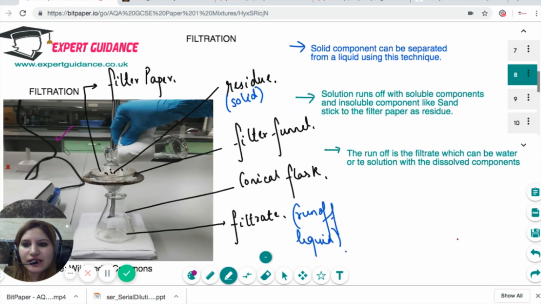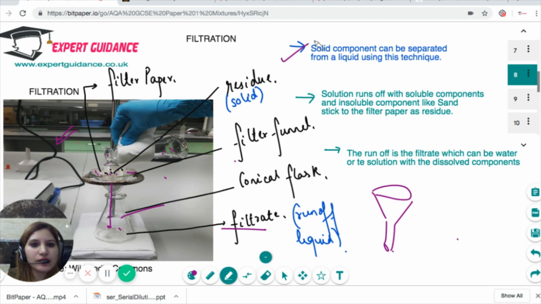You must have seen this setup in your school laboratory where you have a conical flask which is placed on a glass tile, and then you have this filter funnel. This filter funnel looks like something like this with the tapering end, and inside it you place a filter paper. Now you pour your solution of a solid and a liquid through this filter paper. The solid component, which is insoluble in the solution, will stick to the filter paper, and the runoff will be the soluble solution, which is known as the filtrate. So the solid component can be separated from a liquid using this technique.